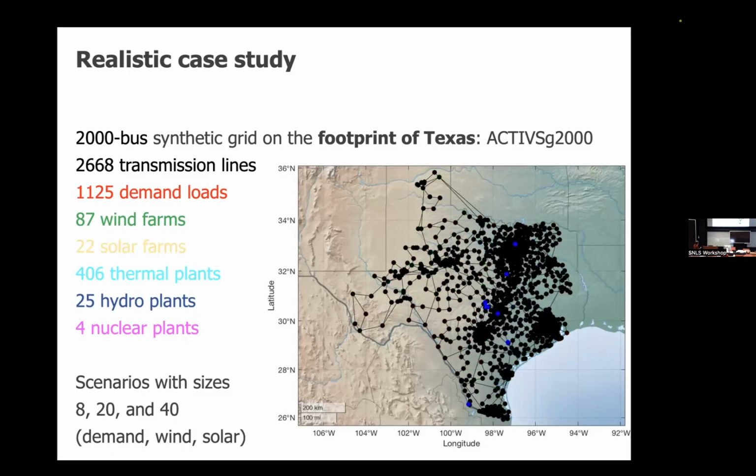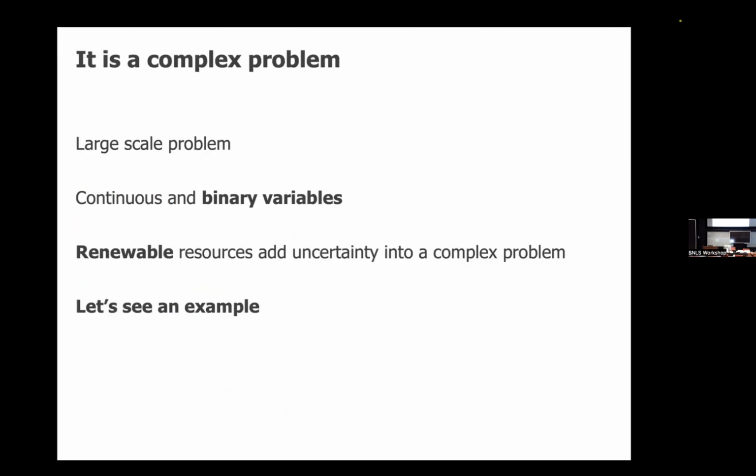And we have scenarios with 8, 20, and 40 elements for demand, wind, and solar power. It is a large scale problem, it has continuous and binary variables, and we have this uncertainty. So let's see an example on how difficult it is to solve this problem.